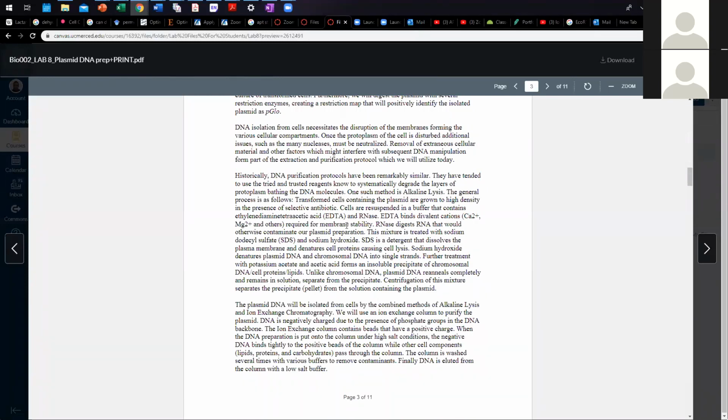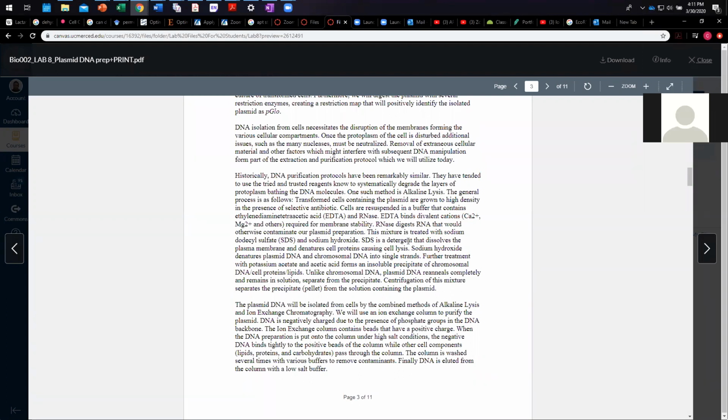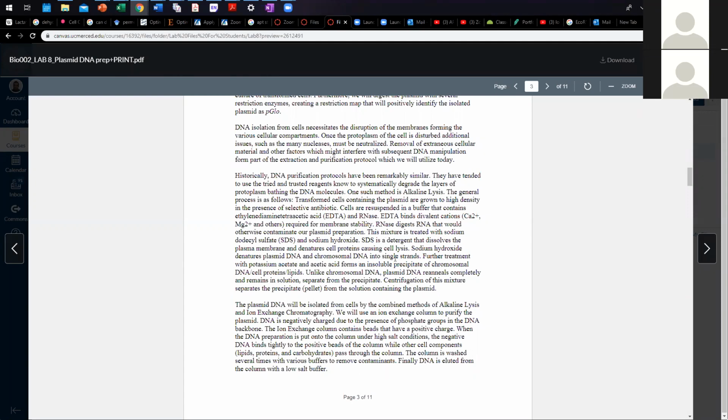So then we use this acetate, and where is it at? Somewhere around here. So SDS, sodium dodecyl sulfate, is a detergent that dissolves. That's the soap stuff. Detergent is just referring to soap, anything that makes suds, causing cell lysis. Sodium hydroxide denatures plasmid DNA and chromosomal DNA into single strands. Potassium acetate and acetic acid, so vinegar pretty much, forms an insoluble precipitate of chromosomal DNA, protein, and lipids. Unlike chromosomal DNA, plasmid DNA reanneals completely and remains in solution.